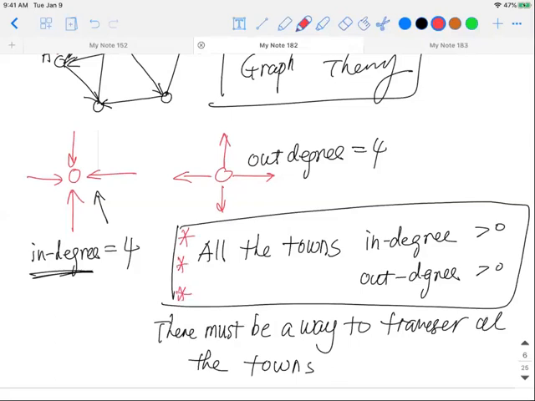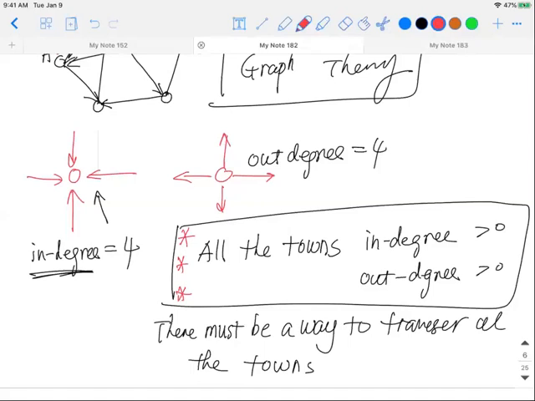For this problem, not only for this problem, for all the graph theory, all these tongue related problems, as long as you can make sure every single tongue has its in degree and out degree both greater than 0, it means there is something going in and something going out. I don't really care if 1 goes in, 3 goes out, or 3 goes in, 1 goes out. It doesn't matter. As long as you have some going in, some going out for every single tongue, there must be a way to traverse all the tongues from one point to the other points. Okay?